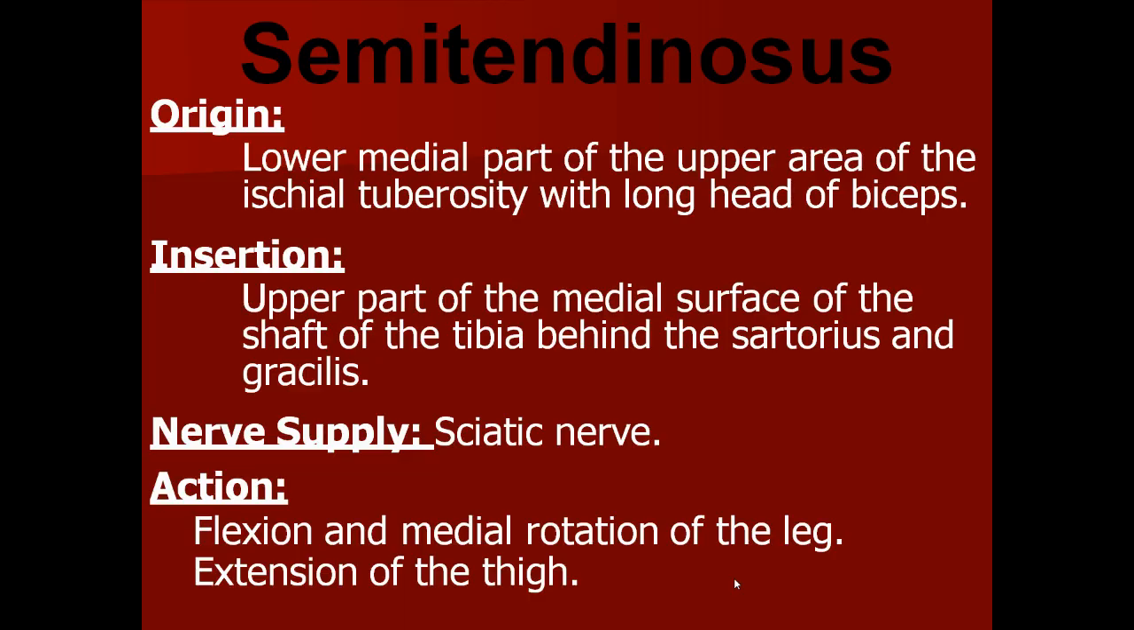Now we will see the semitendinosus muscle. The origin is the lower medial part of the upper area of the ischial tuberosity, with the long head of the biceps, and it inserts into the upper part of the medial surface of the shaft of the tibia behind the sartorius and gracilis muscles. It is innervated by the sciatic nerve, and it has the action of flexion and medial rotation of the leg, and it extends the thigh also.